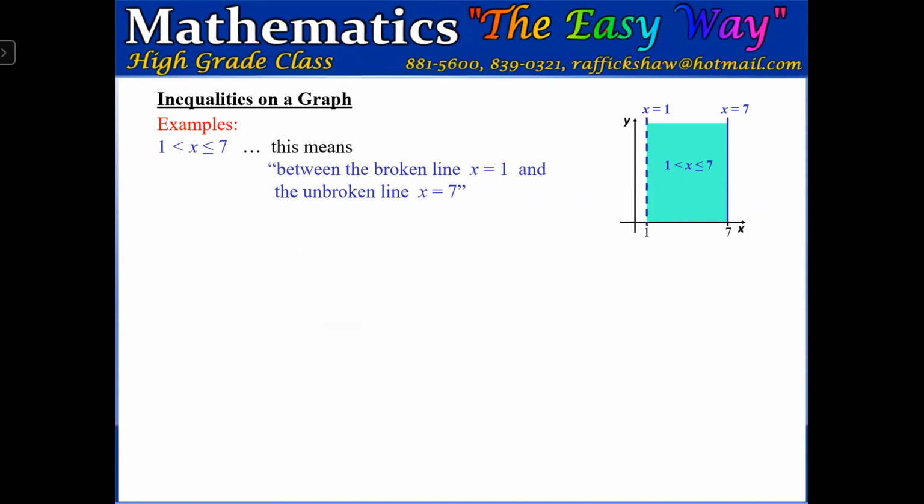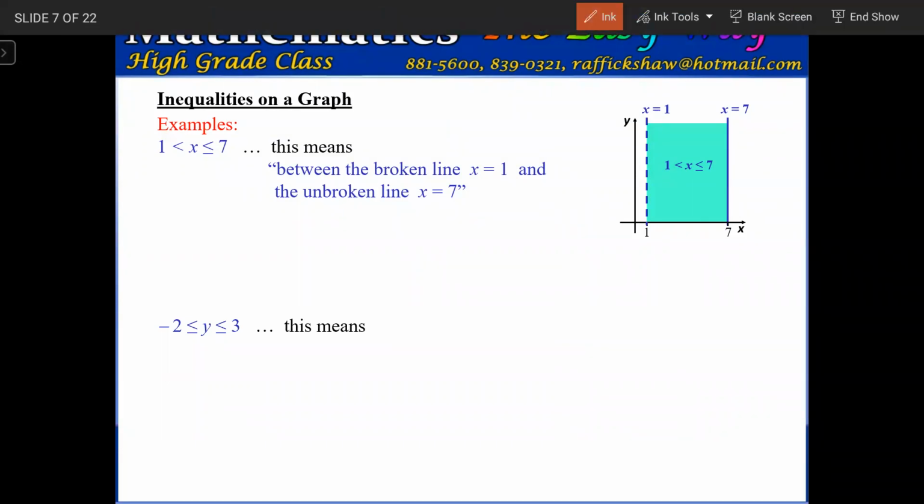Let's look at another one. I want y values between negative 2 and 3, but we're including the negative 2 and we're also including the 3. So remember, this now is y. You want between y equals negative 2, which you draw solid as a horizontal line, and y equals 3, which is also a horizontal line. And you want the region between them.